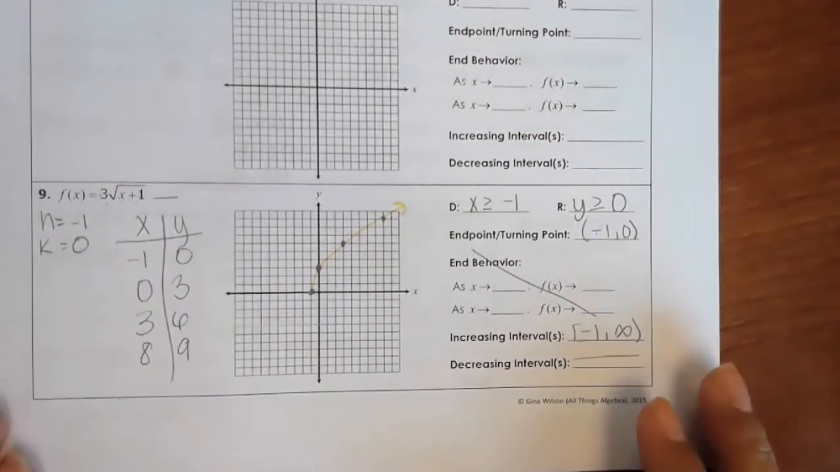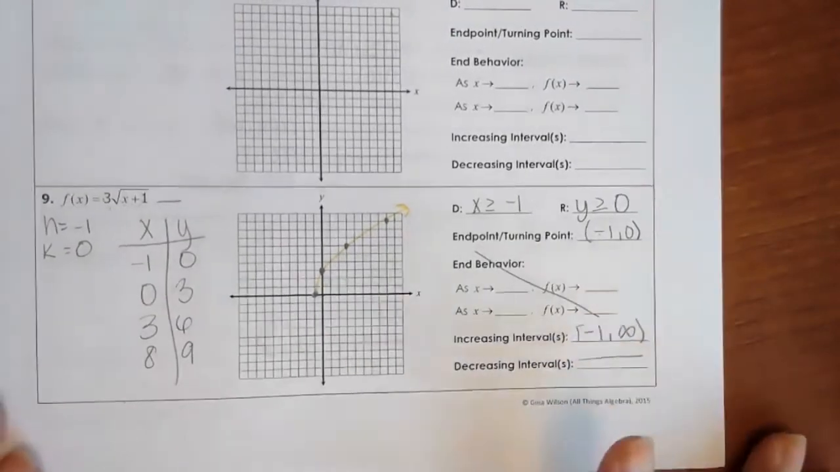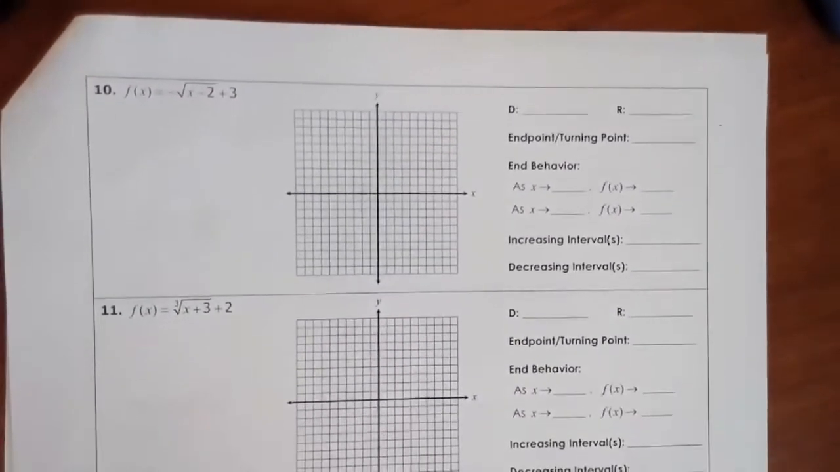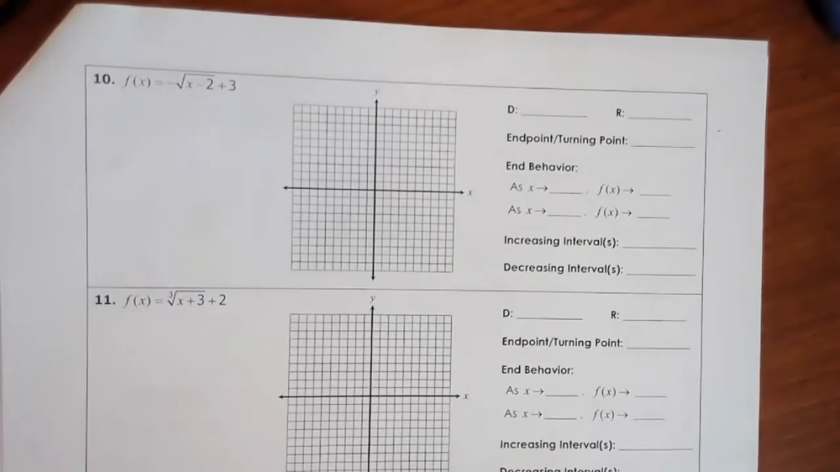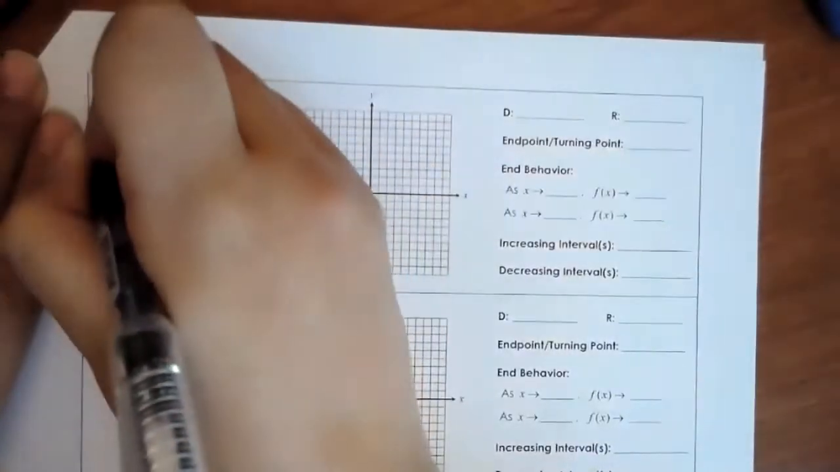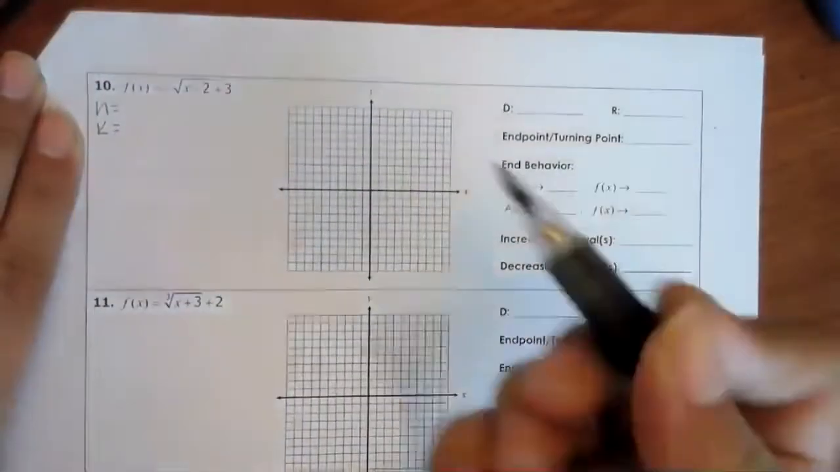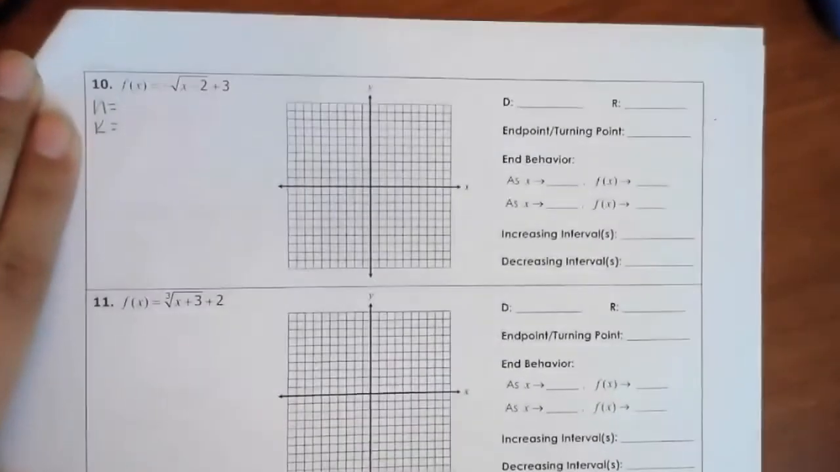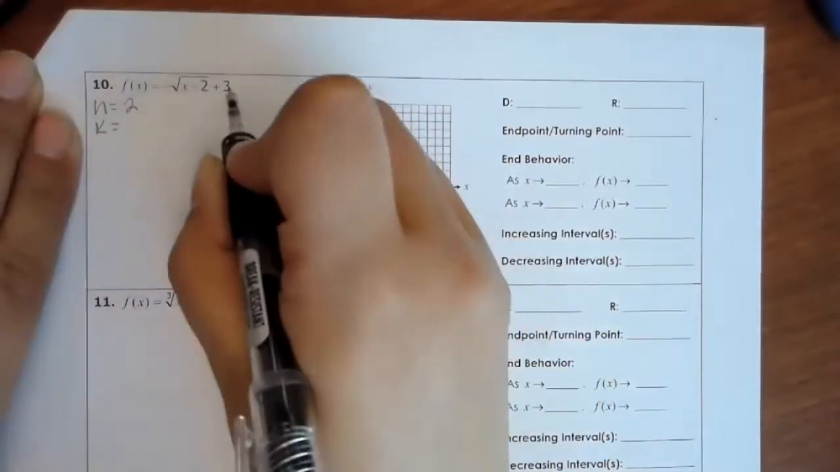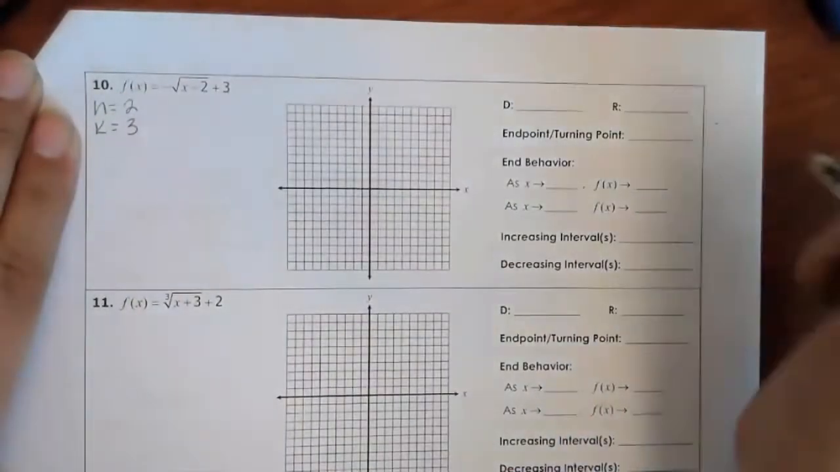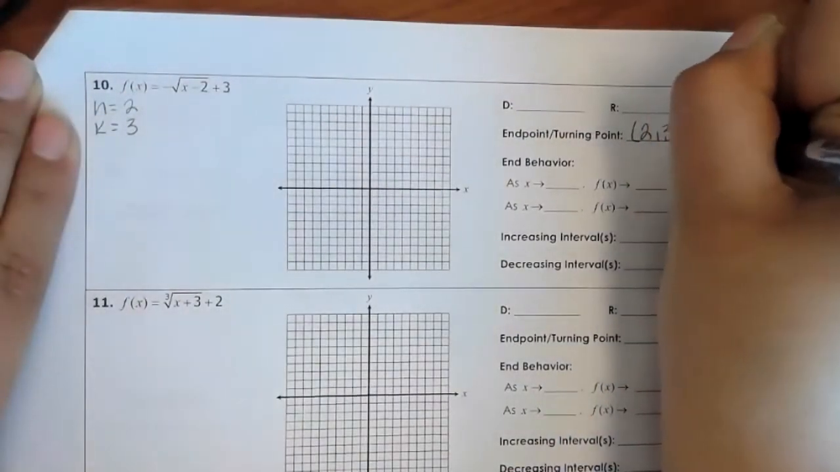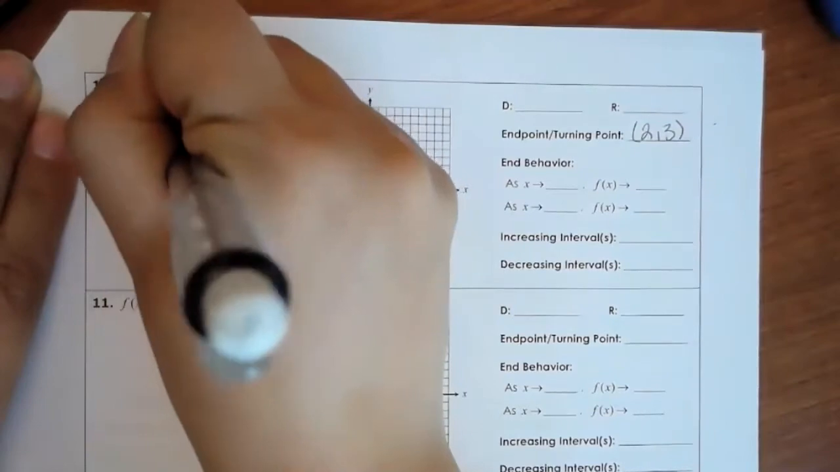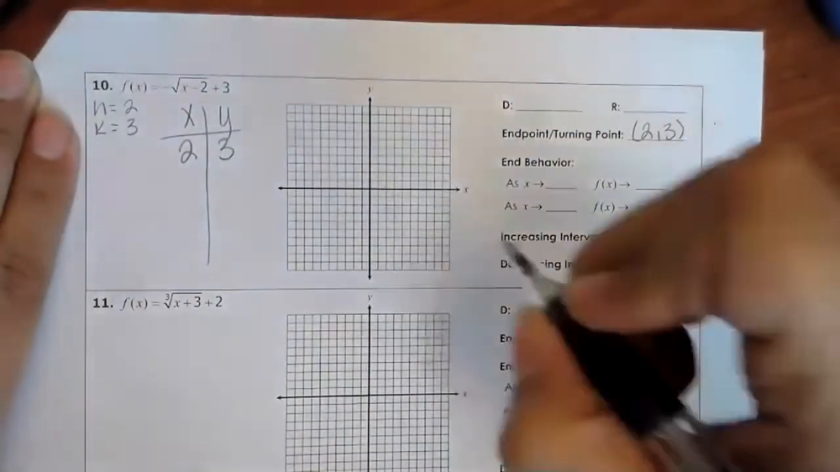Let's look at number 10 and then move on to the cube roots. All right, so number 10, start with the same thing. Identify h and k. Remember to take the opposite. If it says -2, then your h is +2. k is right here. So your endpoint is at (2, 3). So when you're making your chart, you're going to start it at (2, 3).